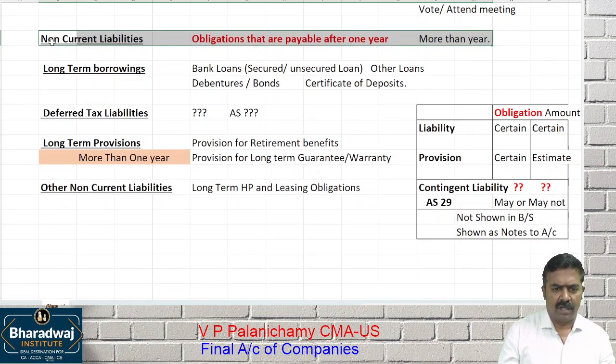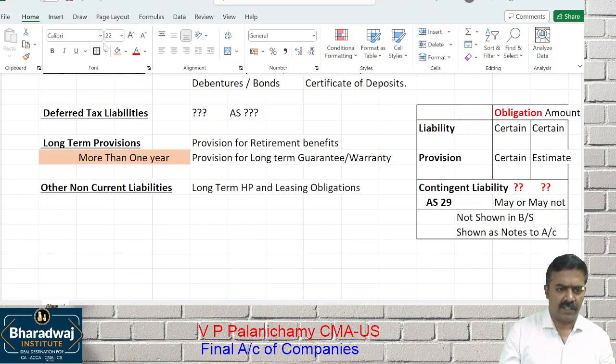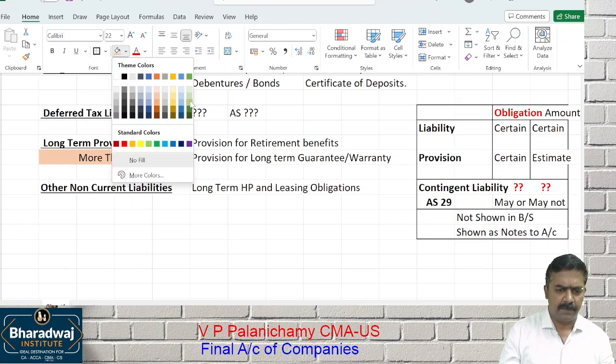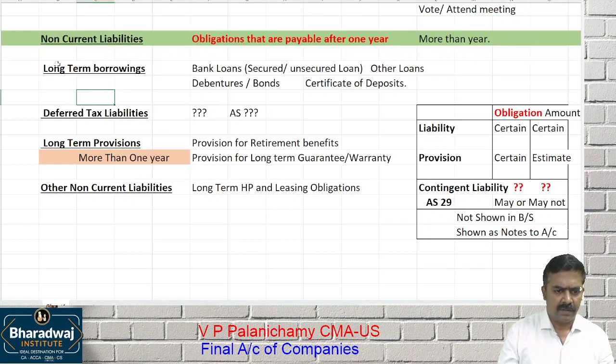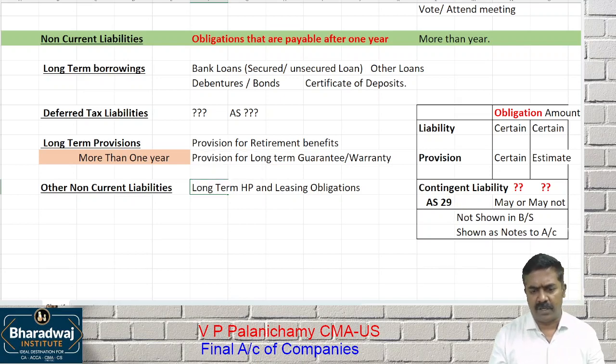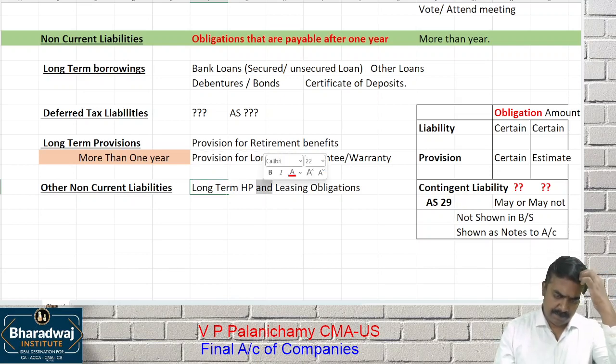So non-current liabilities include all these things. How many headings are there under non-current liabilities? Long-term borrowing, deferred tax liability, long-term provisions, and what? Other non-current liabilities. Other non-current liabilities include obligations for long-term hire purchase and leasing.